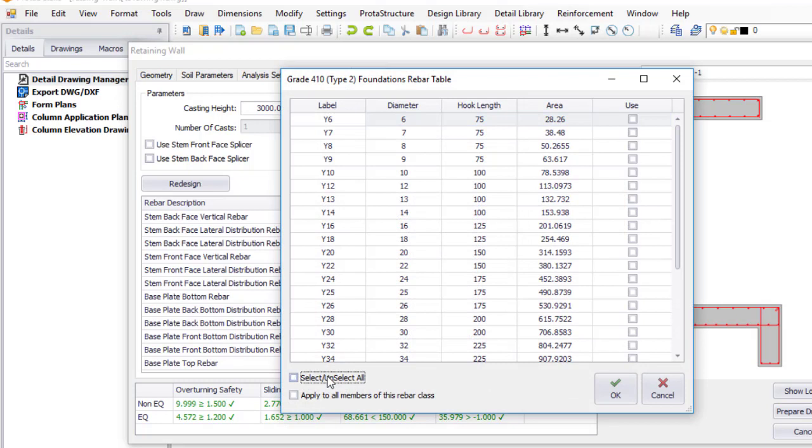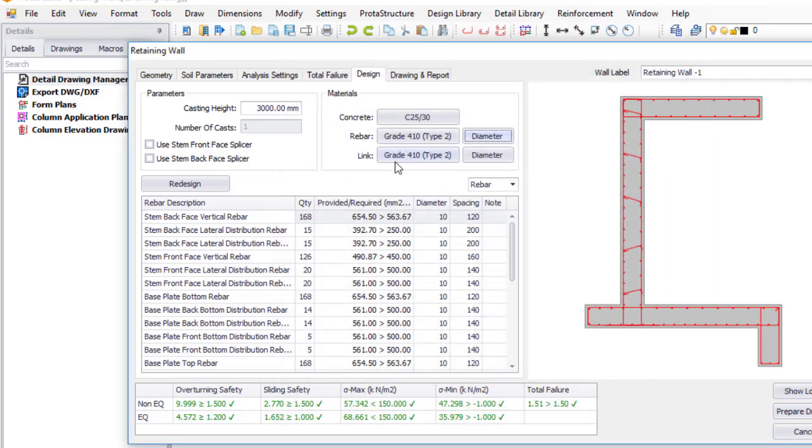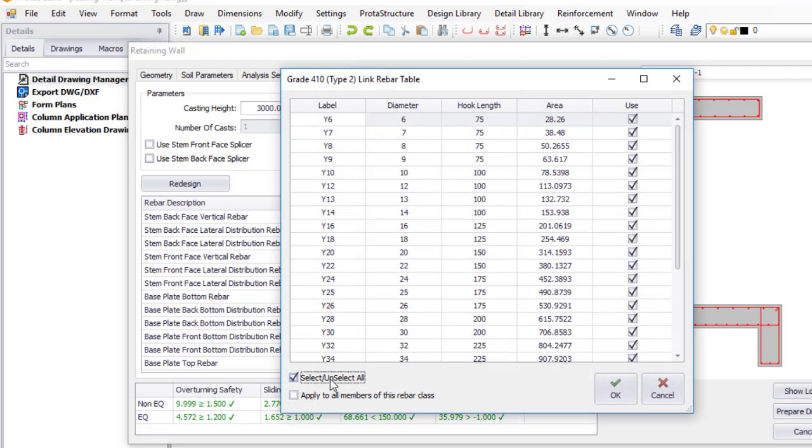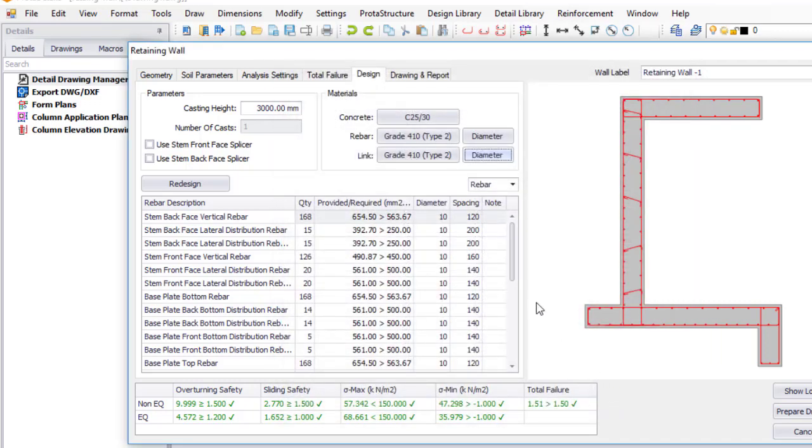So select all. I'll pick 12 mm, then I'll pick 16 mm. Then OK. Then for the length, I will pick 8 mm and then 10 mm. Okay, then you click on OK. So that is basically everything on the design tab.